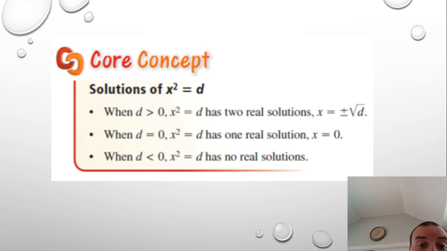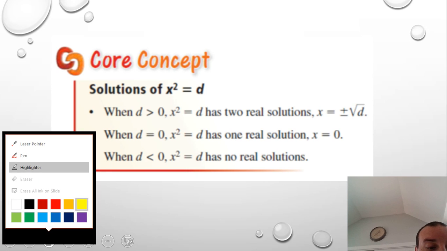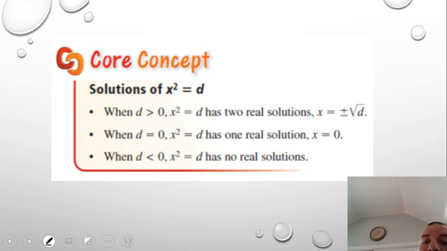So core concept here, when we're solving by square roots, we've got three different possibilities. First one, when your d value is greater than 0, you're going to have two real solutions. So when you get it down to x squared equals d, if your d value is greater than 0, you'll have two real solutions. If d is equal to 0, you'll have one real solution, and that solution will be x equals 0. And if d is less than 0, you'll have no real solutions.